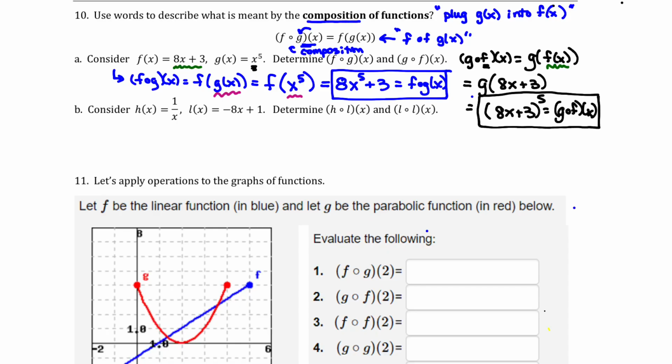All right, but that brings us down to the next problem, which also involves compositions. This time I have two functions. I have h of x, and then I have L of x. And so the first thing we're asked to do is find h composed with L of x. So I have h composed with L of x.